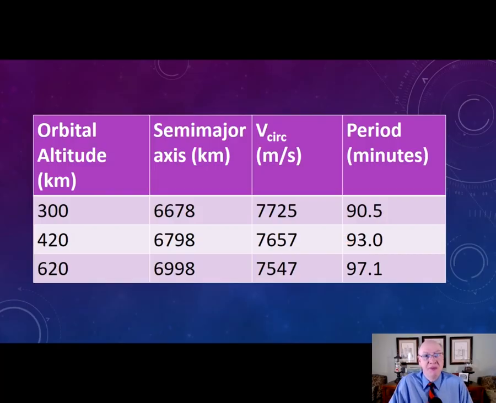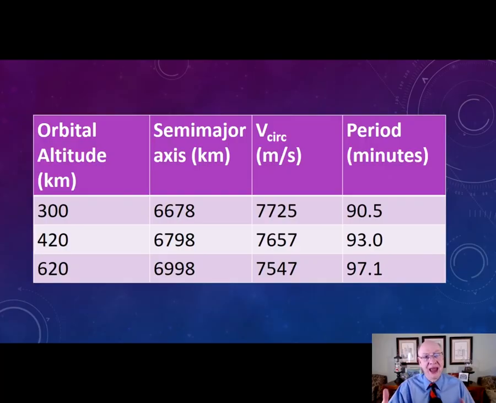So that should match what your notions were from the last couple lectures, that the closer a satellite is to the Earth, the faster it's going. And also then, because it's moving faster and its orbit is smaller, it completes an orbit more quickly than a satellite at a higher altitude does.